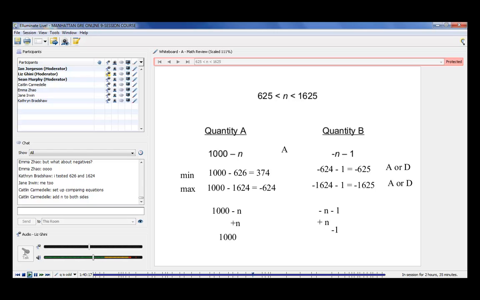All right, questions? Questions or comments on this one? Looking at it now, if you got D, what do you see? What could you have done differently?